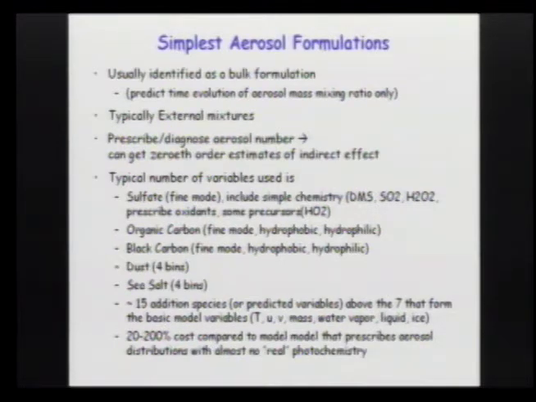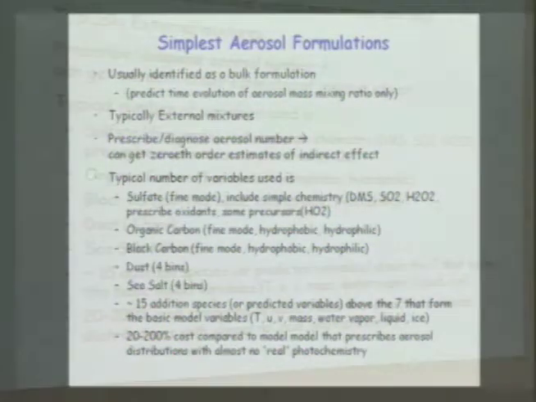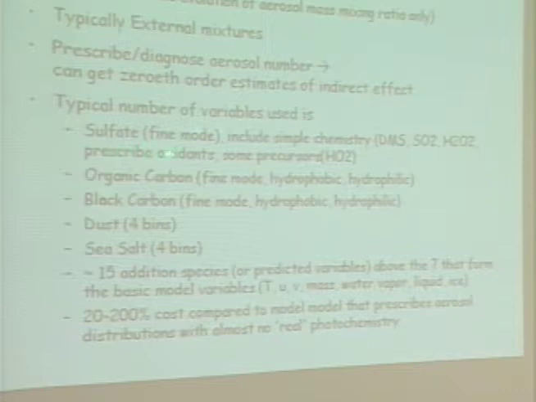In the model that we use, and I think many other modeling groups around the world, we've typically been willing to represent sulfate aerosols, organic carbon. The sulfate aerosols are assumed to reside in a fine mode, submicron mode, and they require a little bit of photochemistry. The source precursors and some oxidants. Hydrogen peroxide. I should have named off ozone and OH as well.